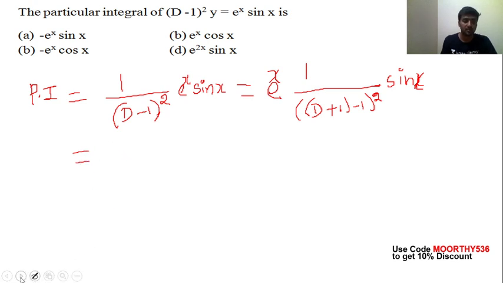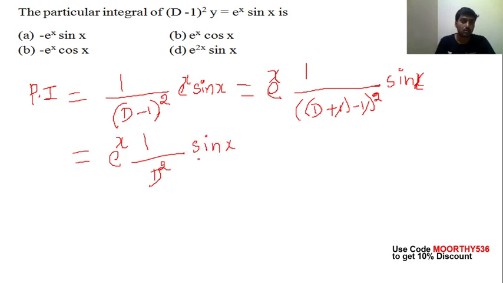Like in the previous problem, I will explain it. E power x divided by, minus 1 plus 1 cancel, that is D square into sin x. Here, instead of D square, we can replace it with minus a square.